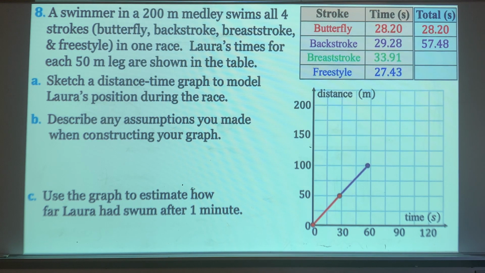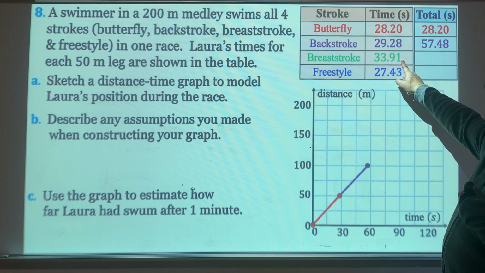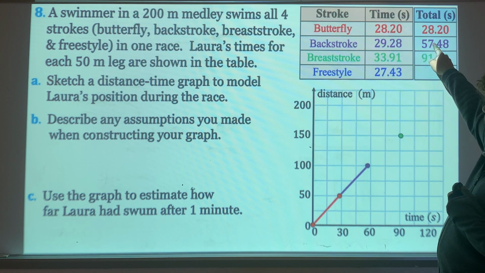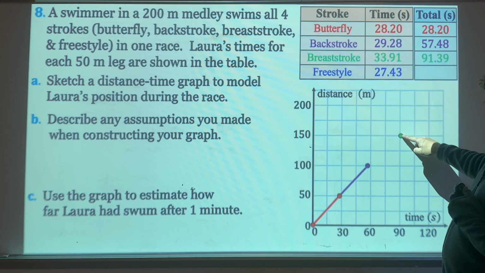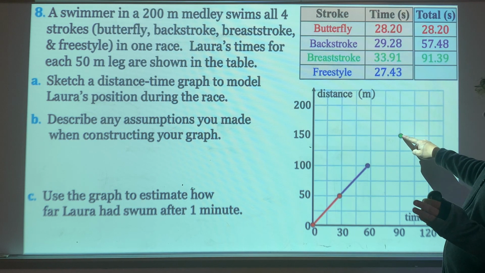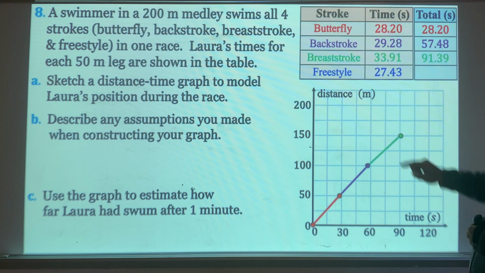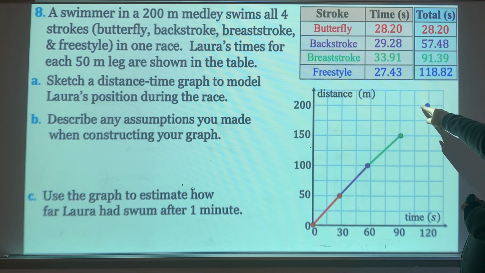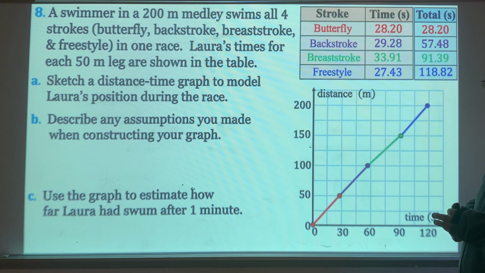Now, she goes 33.91 seconds to get to the next 150. Add that to this number, 91.397. So she's slowing down a little bit. And then finally, her last one is her freestyle. You take that and you add it there to get to 200, and then connect. All right? The key is that you're adding a new number to each one.